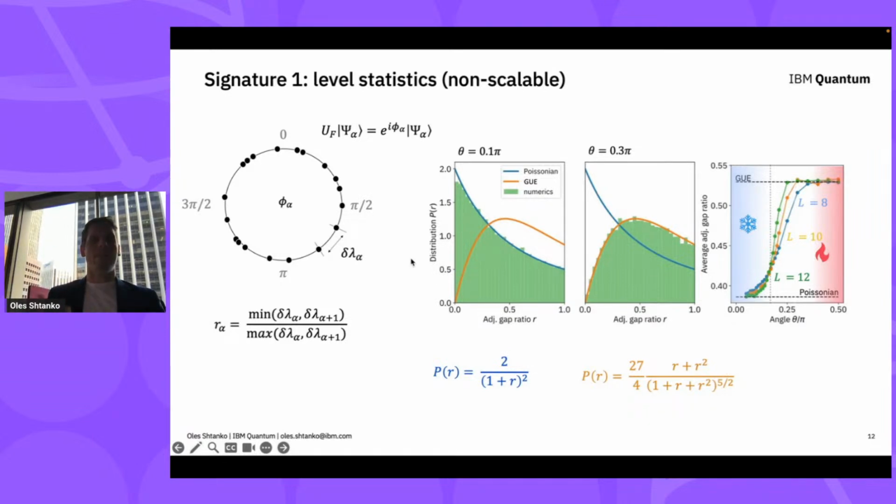If the system is chaotic, what's called ergodic, which doesn't have any conservation laws, then we expect this distribution to look like this. It's also called Wigner-Dyson statistics. And as you see, if we set theta to be, say, 0.3 pi, our result exactly matches the statistics. So we know that for 0.3 pi, the system is, in fact, chaotic.